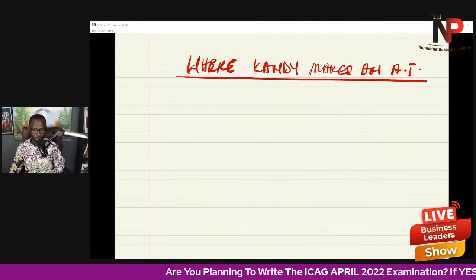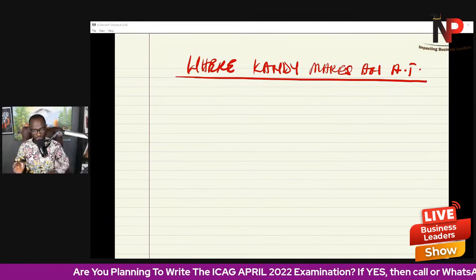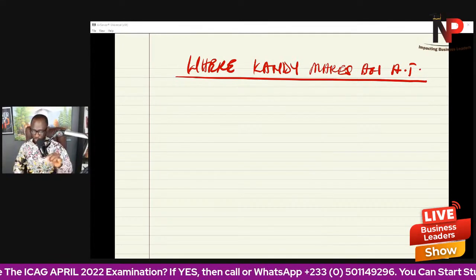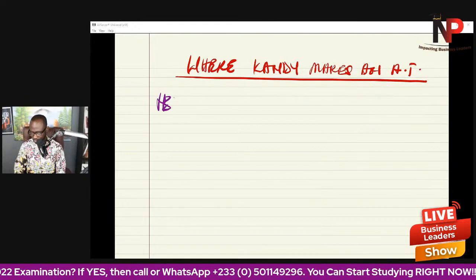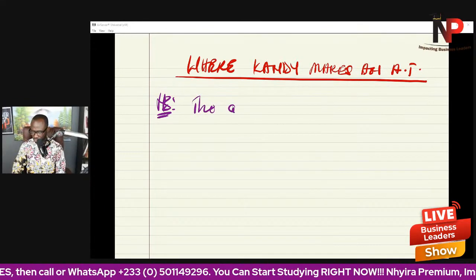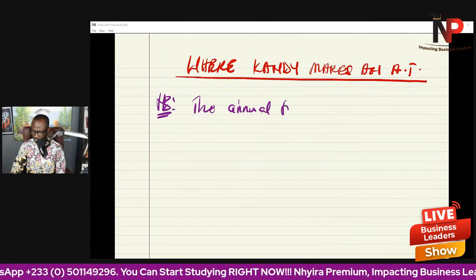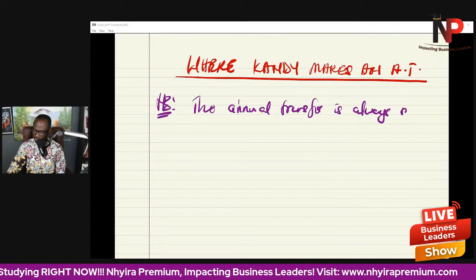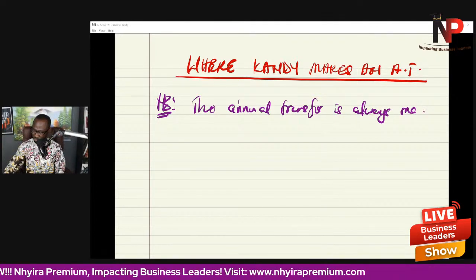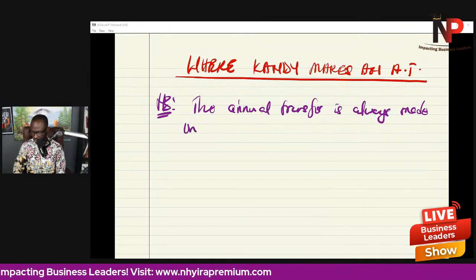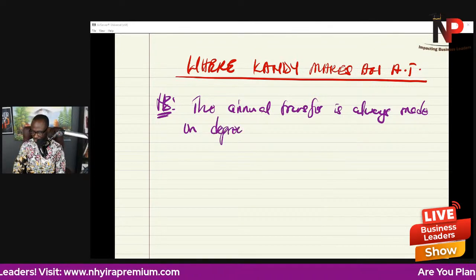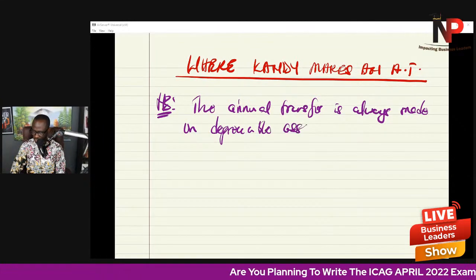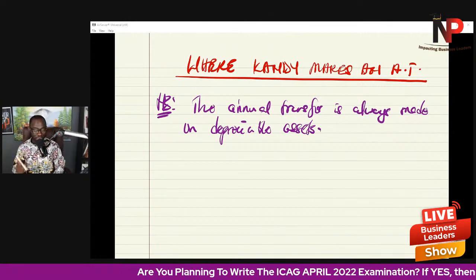So like I told you earlier, please be careful here. Annual transfer is made on depreciable assets. So the annual transfer is always made on depreciable assets. Now, why did I make that statement?